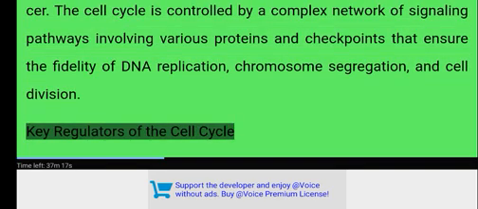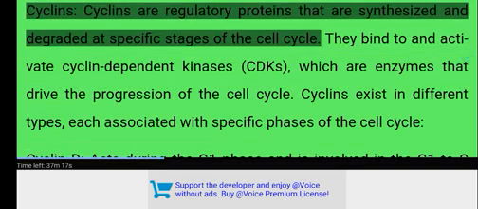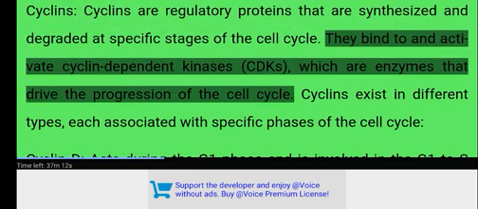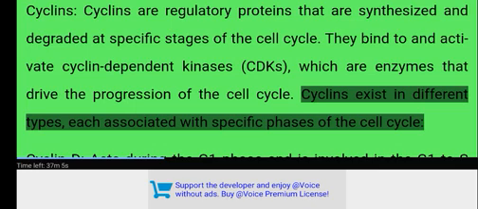Key regulators of the cell cycle. Cyclins. Cyclins are regulatory proteins that are synthesized and degraded at specific stages of the cell cycle. They bind to and activate cyclin-dependent kinases, CDKs, which are enzymes that drive the progression of the cell cycle. Cyclins exist in different types, each associated with specific phases of the cell cycle.